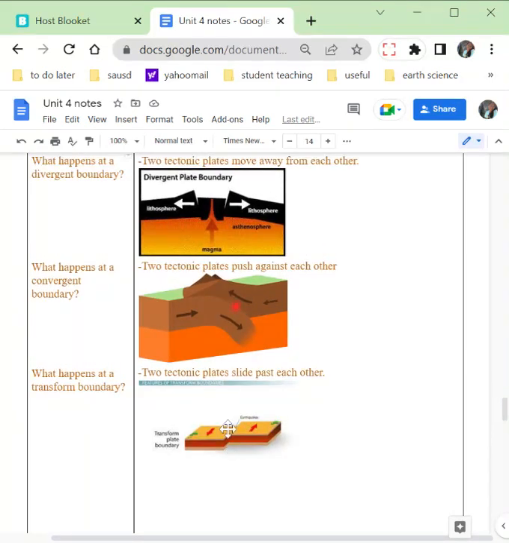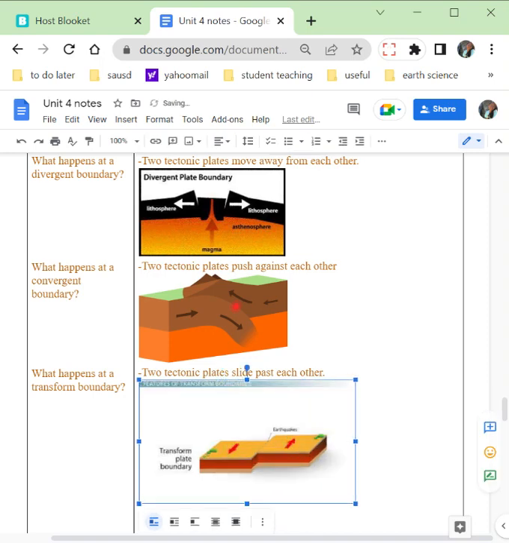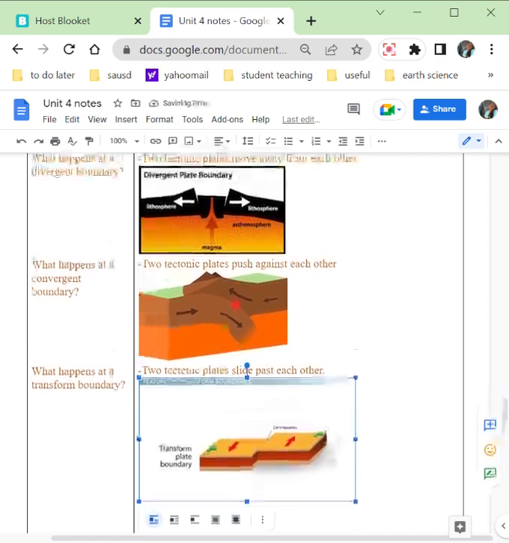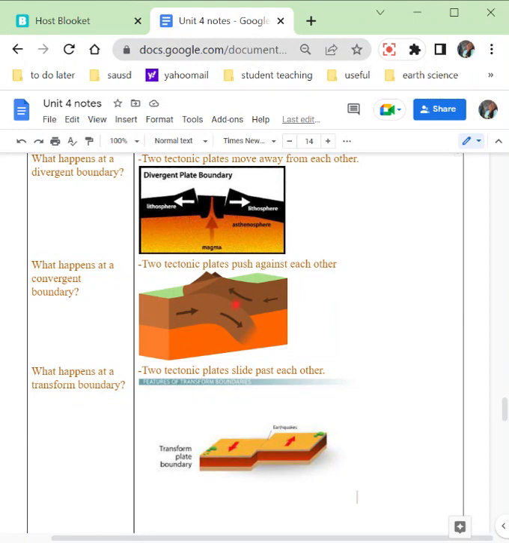The third type of plate are transform boundaries, and it's when the tectonic plates slide past each other. So they're minding their own business. They're parallel to each other, but they're going different ways. One's going right, one's going left. So there's no type of pushing or pulling against each other. But this ultimately creates earthquakes because of the movement in the plates.